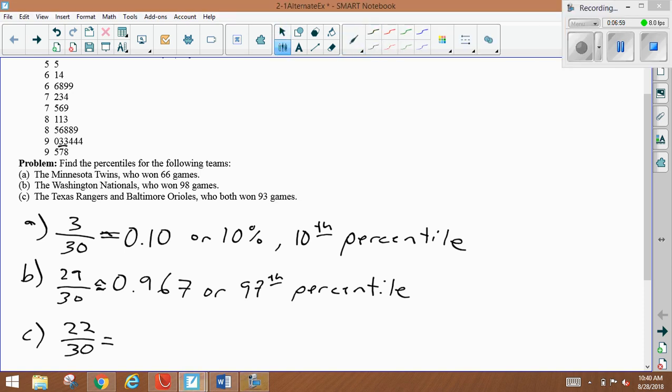So, what is that? We calculate a percentage. That is approximately 0.733, or we'll call it the 73rd percentile.